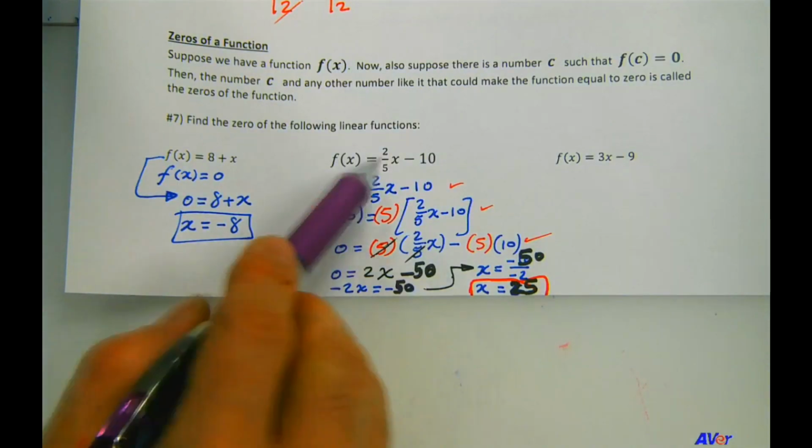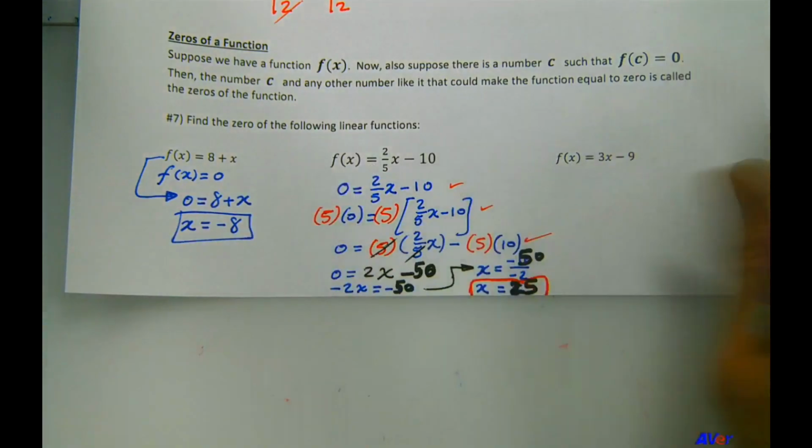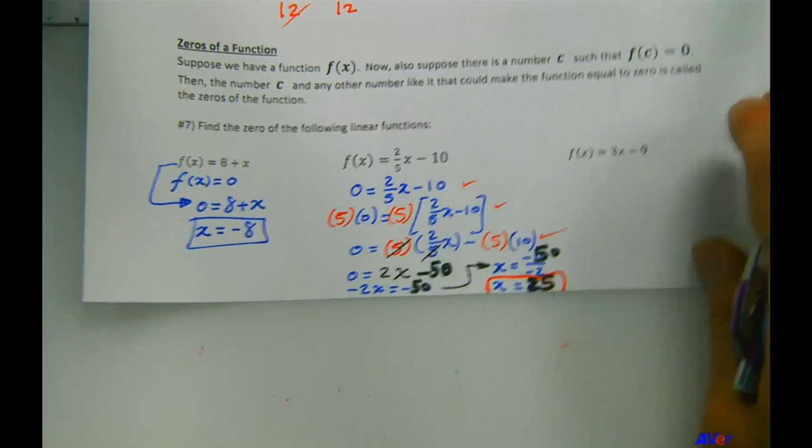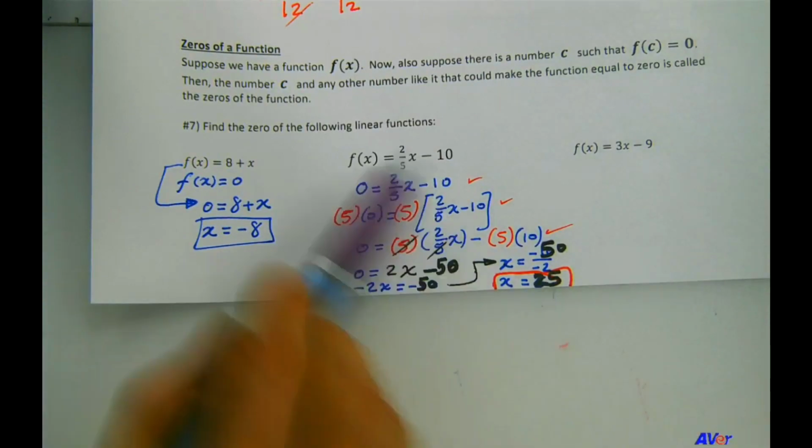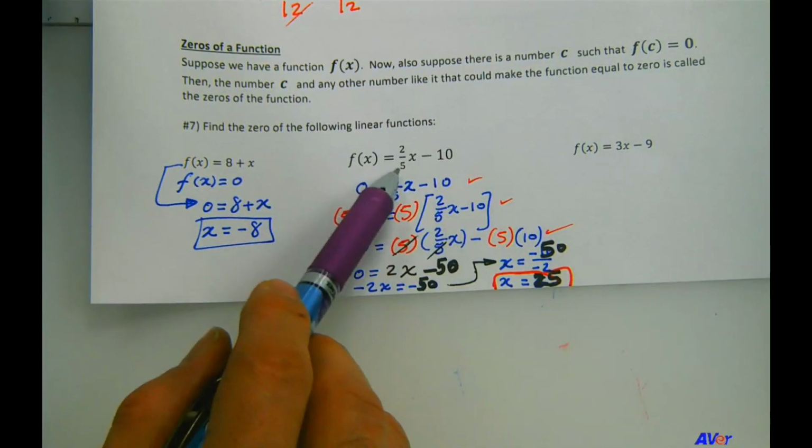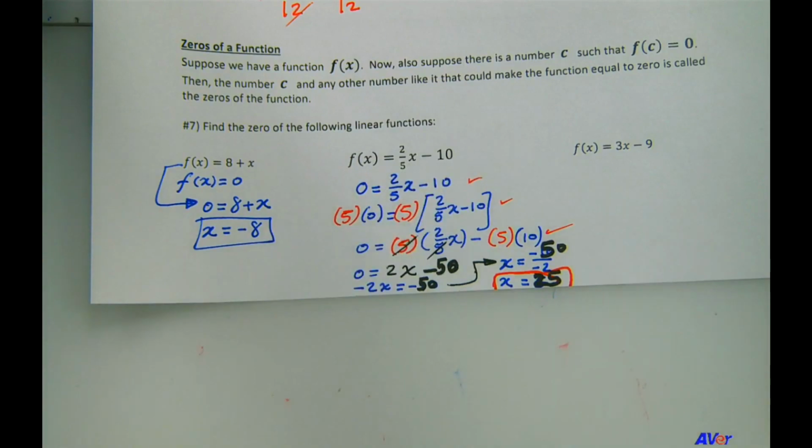If we plug that 25 here, 25 times 2 is 50. 50 divided by 5, 10. 10 minus 10, 0. So that's the 0 of the function.